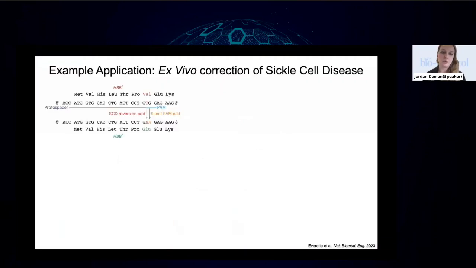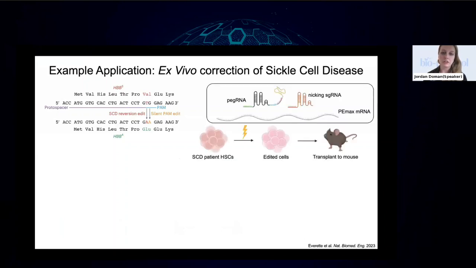So this first example was led by Kelsey Everett from our lab in collaboration with St. Jude. What she did was she optimized a prime editing approach for correction of the sickle cell disease mutation, and then she delivered the prime editing components as mRNA. So she used a synthetic pegRNA and nicking guide RNA from IDT and Synthego, and she herself did in vitro transcription to make PEmax mRNA. She and her collaborators electroporated all of this prime editing machinery into patient HSCs from sickle cell patients, and then they transplanted the edited cells into mice.